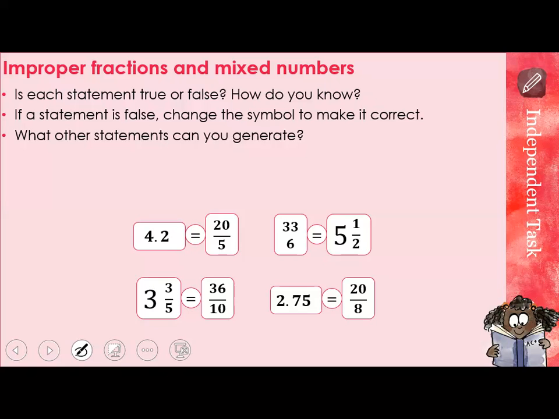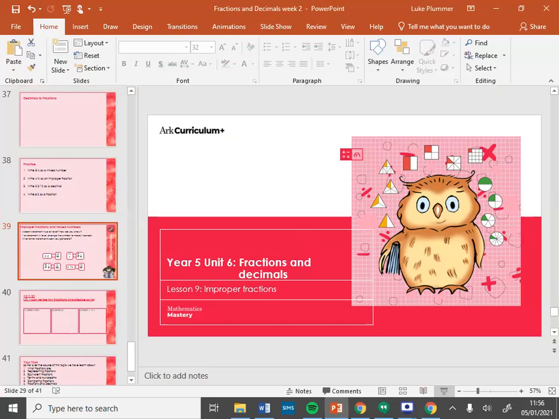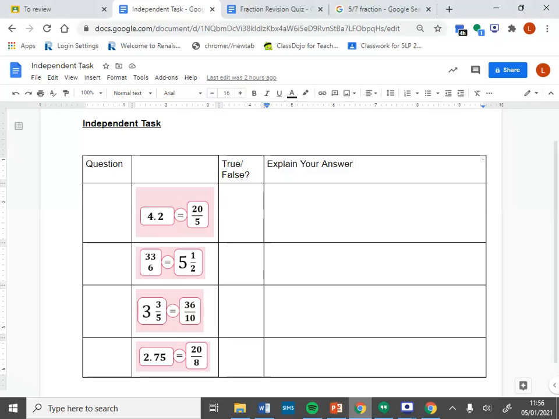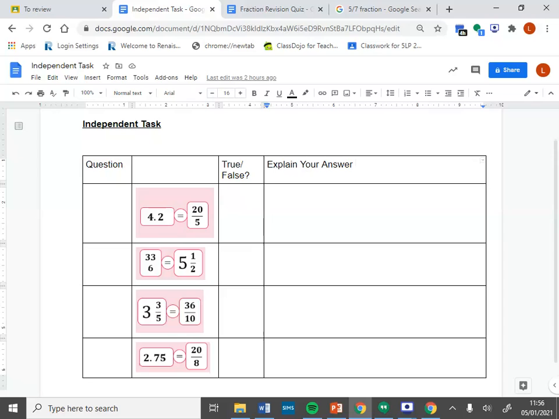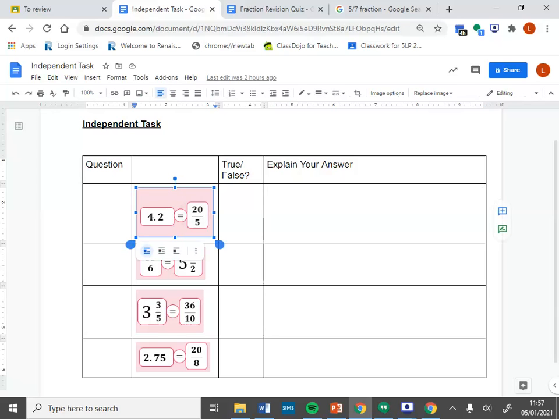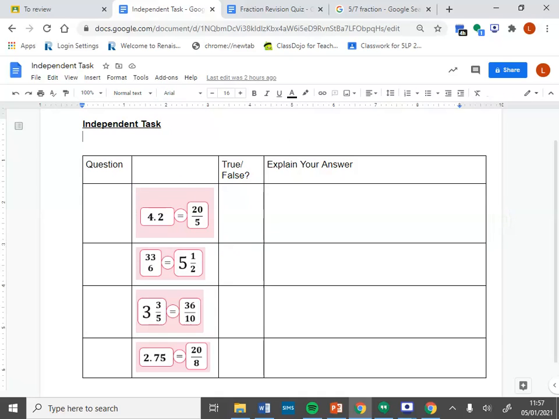Okay, your independent task looks something like this. It is a Google Doc. Now, for each of these, what you need to do is write whether the answer is true or false and then explain why. You will notice that each of the inequalities or each of the pictures, they have something in decimals and something in fractions, or they have a mixed number and an improper fraction. So you need to work out how you're going to convert, which one you're going to convert and how you're going to convert.